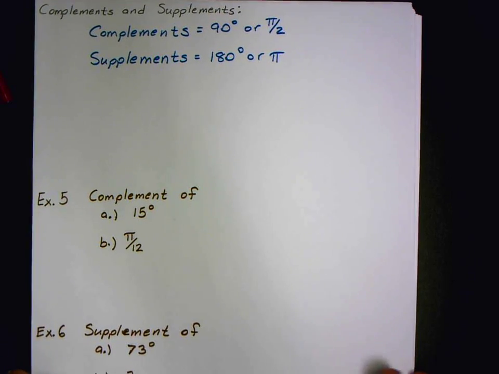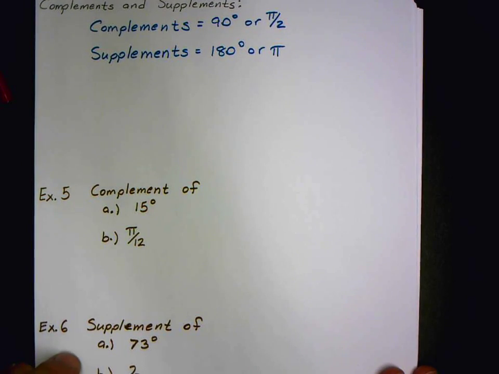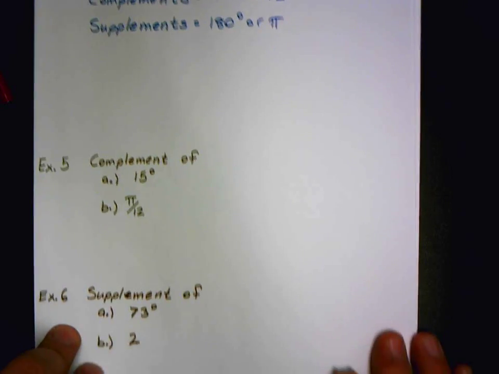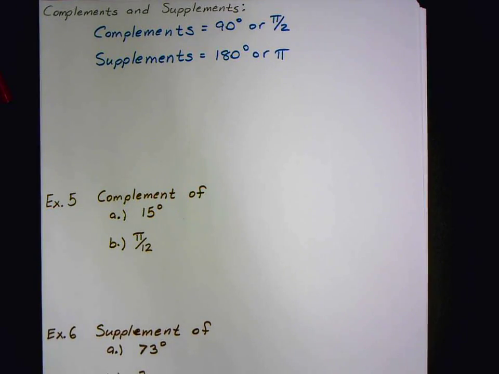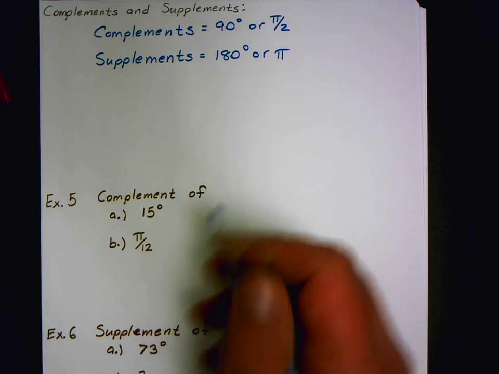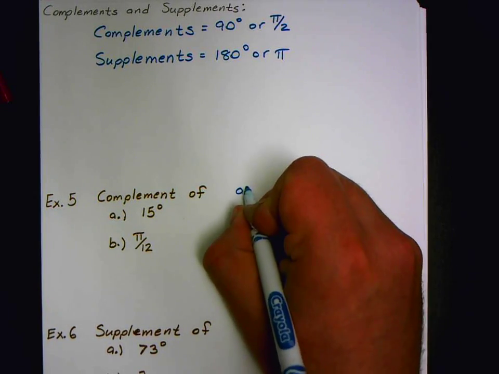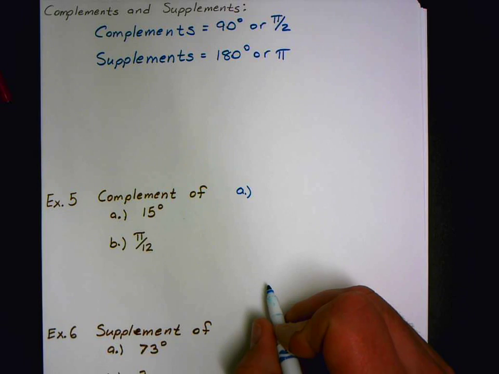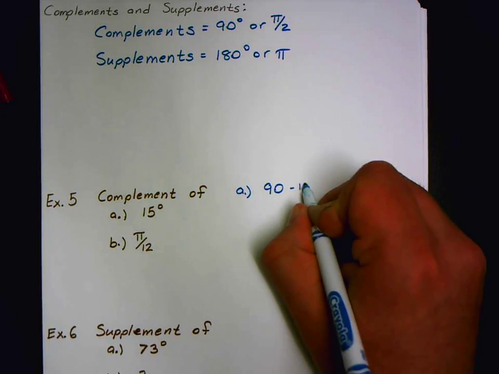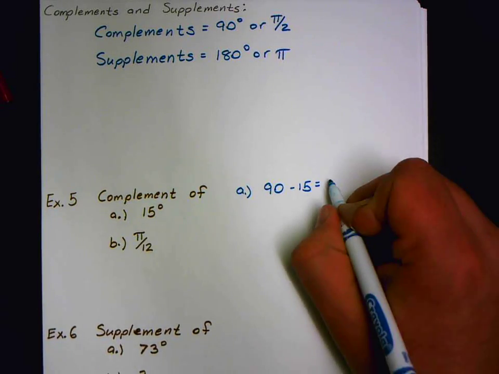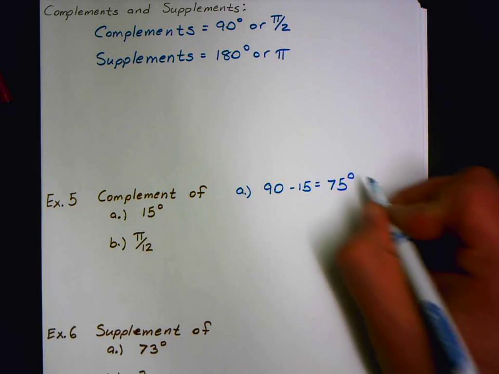Okay, that's really all you need in order to do the problems. This is really just an exercise in doing fractions. Because doing it in degrees and stuff, most of you should be okay with. So if I want to do part A, if I want the complement of 15 degrees, how do I do that? Yep. 90 minus 15 is 75 degrees.